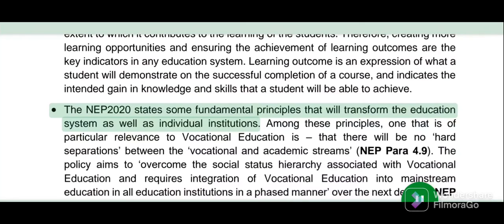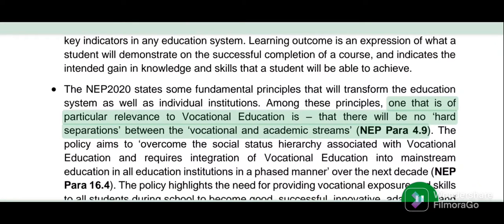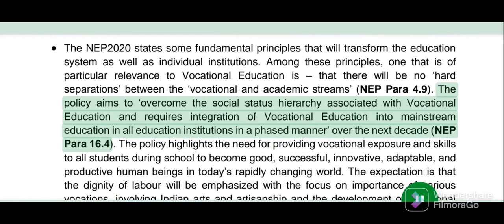The NEP 2020 states some fundamental principles that will transform the education system as well as individual institutions. Among these principles, one that is of particular relevance to vocational education is that there will be no hard separations between the vocational and academic streams. NEP Para 4.9. The policy aims to overcome the social status hierarchy associated with vocational education and requires integration of vocational education into mainstream education in all education institutions in a phased manner over the next decade.